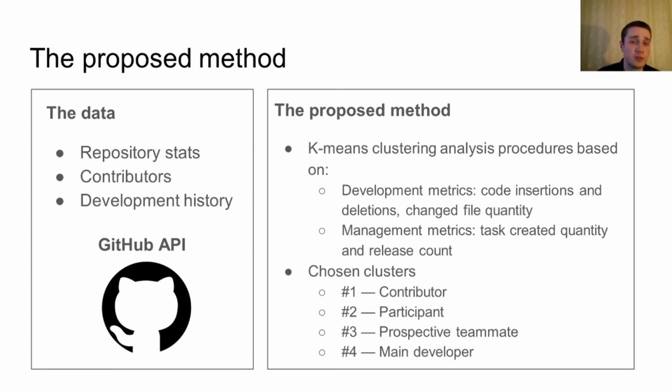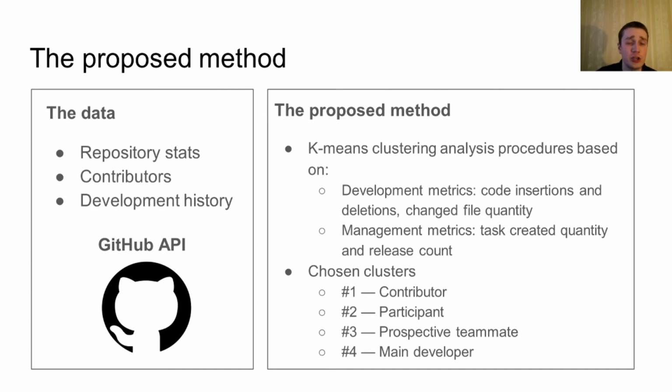The first procedure is based on development metrics, that is, the number of insertions and deletions into the repository files made by every developer. That means the more insertions and deletions a developer did into a variety of files, the more we are sure that this developer belongs to the core team.